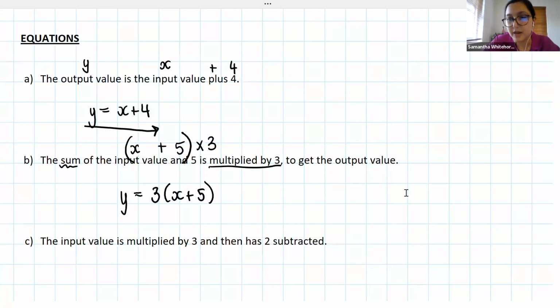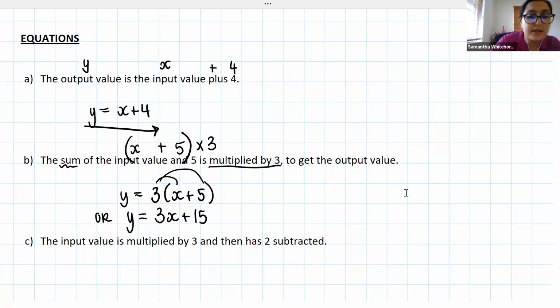x plus 5. Now guys, if you wanted to, you could distribute this. There's nothing wrong with doing that. So if you would rather say y is equal to, and then multiply the 3 in to get 3x plus 15, that's absolutely fine. But our equation essentially needs to be one of these two. The sum of x plus 5 being multiplied by 3.